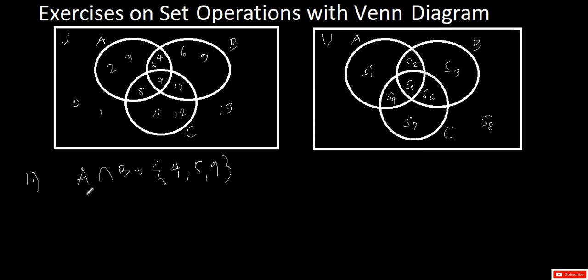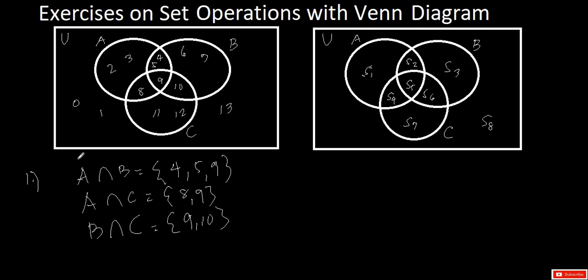What about A intersection C? So what are the regions that belong to the intersection of set A and set C? We have S sub 5 and S sub 4. So therefore, based on the Venn diagram, the elements of the intersection of A and C are 8 and 9. What about B intersection C? What are the regions that belong to the intersection of set B and set C? So we have S sub 5 and S sub 6. So therefore, the elements of the intersection of set B and set C are 9 and 10.